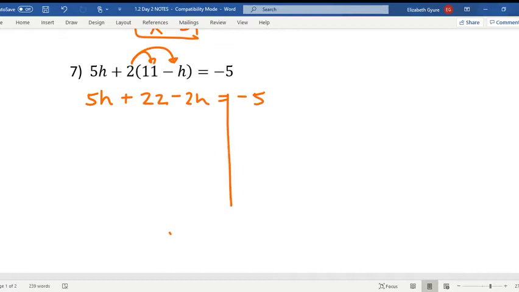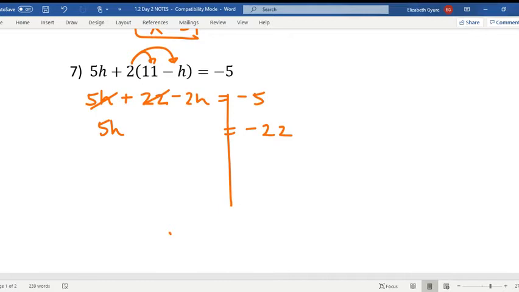Now let's get our 2 columns. We want our variables on the left, our numbers on the right. So, Owen, should the 5h stay or go? Stay. It is going to stay. It has a letter on it. Nick, should the 22 stay or go? It's going to go and become a what? Negative. Good. Move that 22 over. Make it negative.